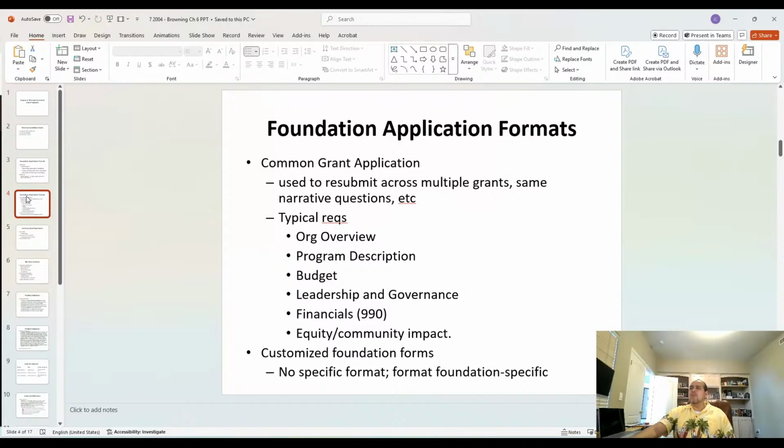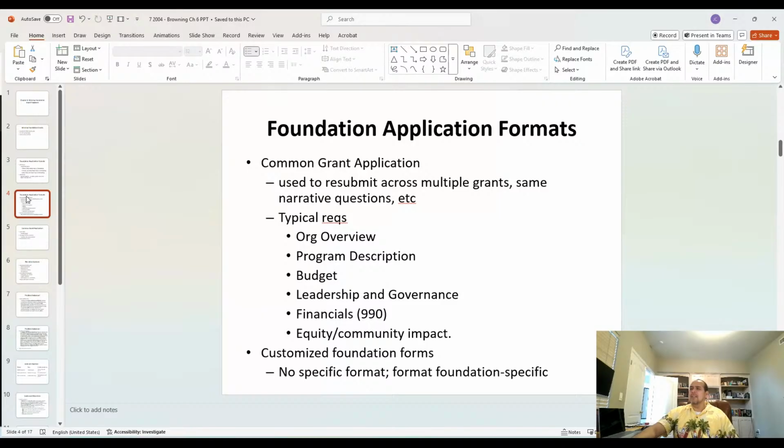Some common application formats are used to resubmit across multiple grants. They have the same narrative questions, and the narrative is where you're doing a lot of the writing. Even though you sort of know what your program is, you're really answering their specific questions in terms of what they're asking. Those narrative questions could sometimes differ across grants. This is usually where the creativity is, where you get to tell your story. It's the narrative.